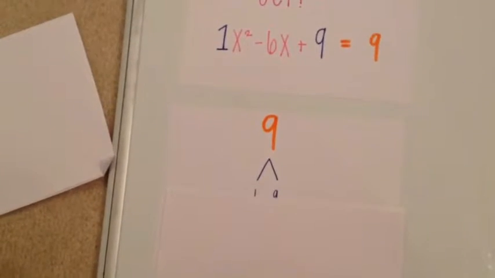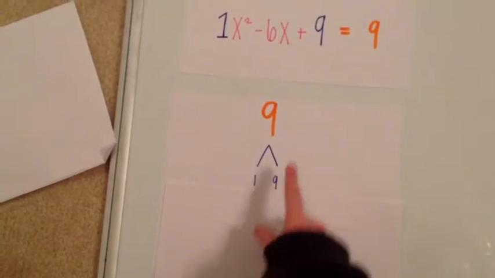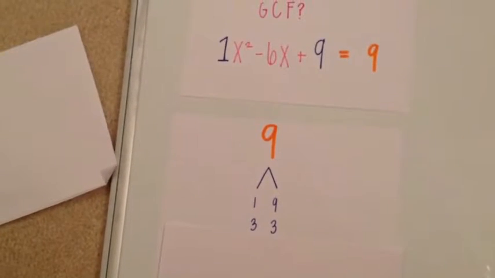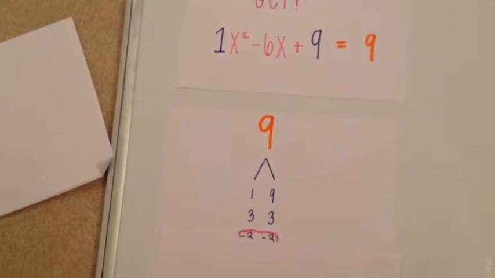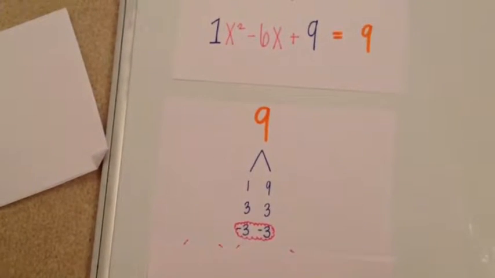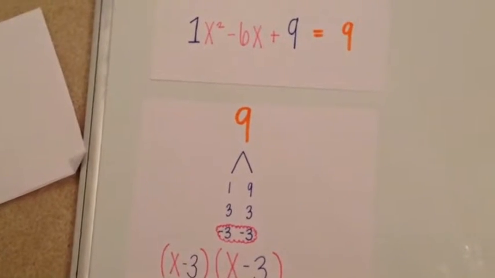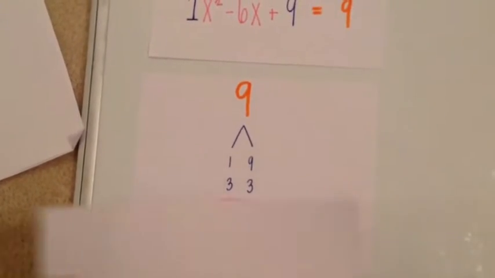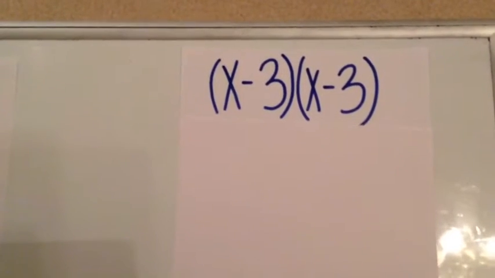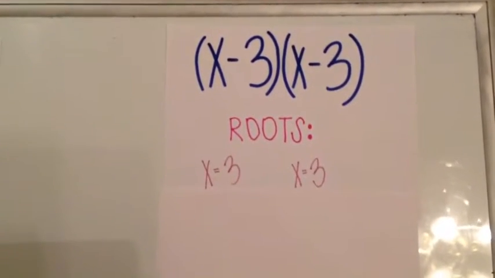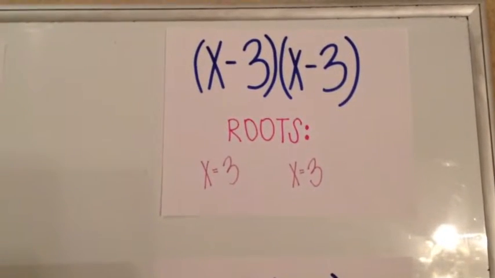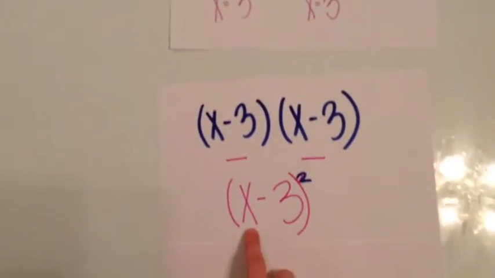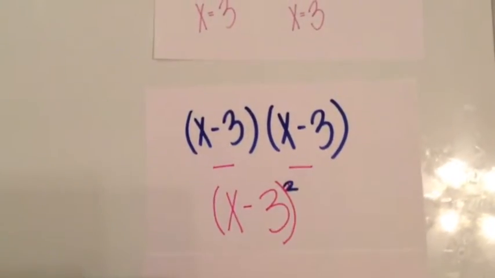So we begin with 1 and 9, and when you add 1 and 9 together, you do not get negative 6. So we're going to move on to the next, which is 3 and 3. And so you do get 6, but it's not negative 6. So we're going to try negative 3 and negative 3 in this case. And so we're going to plug them into the problem. So it's x minus 3 times x minus 3. So that's going to be our final answer. And so our root is x equals 3. But in this case, it's a little bit special because they are the same thing. So for our final answer, we're going to write x minus 3 squared because they're both the same.